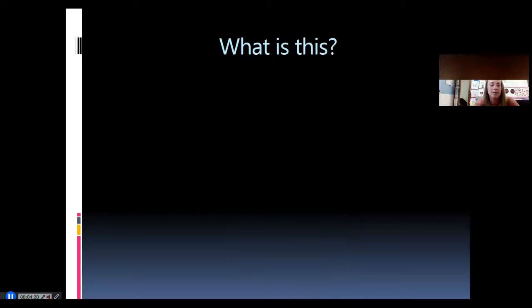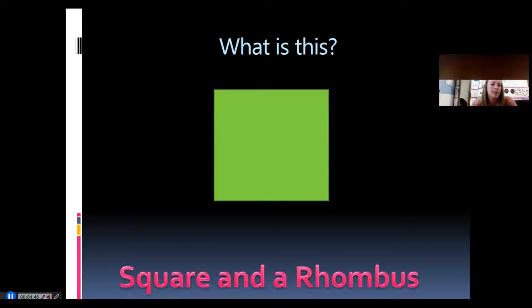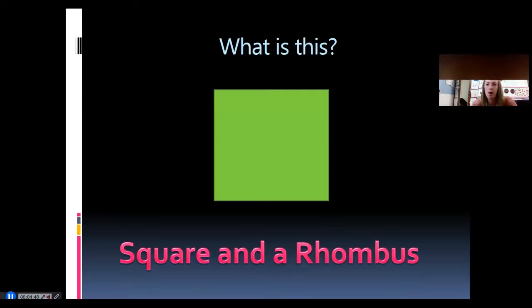So what is this? Please have a whiteboard or a marker. You're going to write S for square, R for rectangle, T for trapezoid, or R for rhombus. So what is this? This is a square and a rhombus. Remember, a square and a rhombus go together. If it is a square, it is also a rhombus. But some rhombuses are not squares.